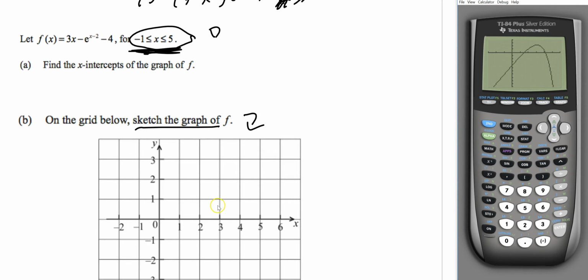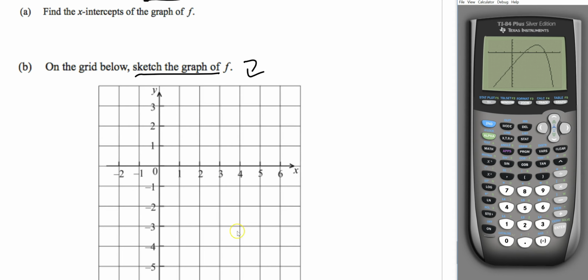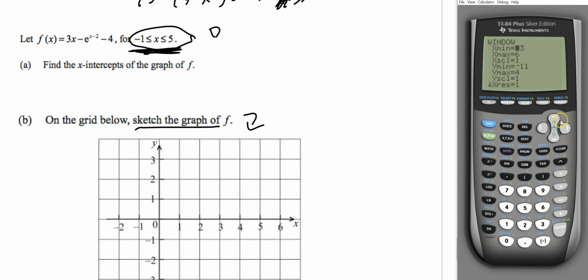And actually, let me fix this. See how my domain's -1 to 5? They're trying to trick me here, going all the way. I just want to go -1 to 5. That's my domain. I can't go any further than that. So let me readjust my window. Let's go -1 to 5. I know the window's all that, but look at the domain, -1 to 5. So I got to watch that. That's the only thing I'm going to graph.